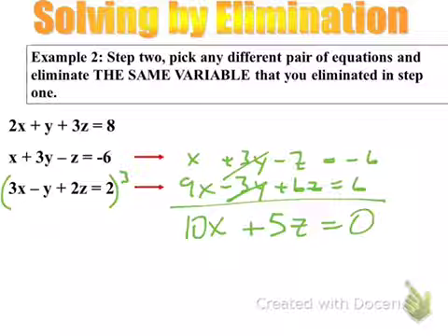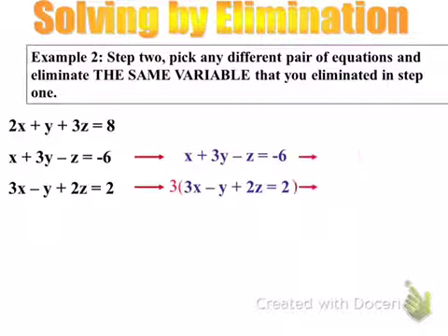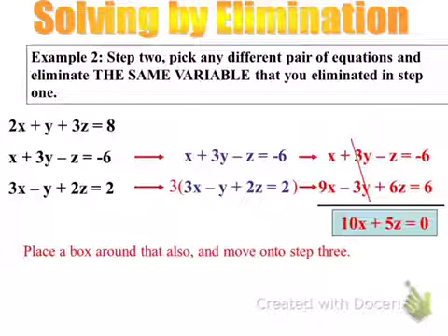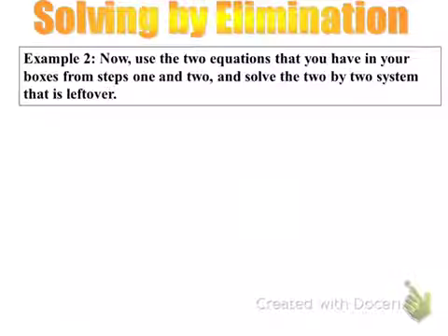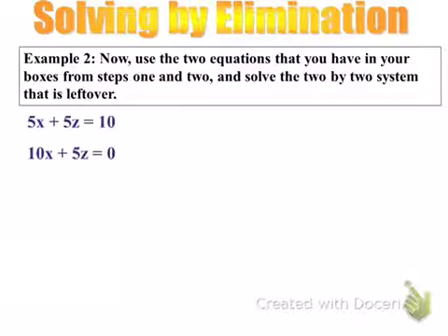So the 2 equations we're working with are 5x plus 5z equals 10 and 10x plus 5z equals 0. Is everybody okay with that? Now what can we do? Multiply one of the 2 by a negative 1.